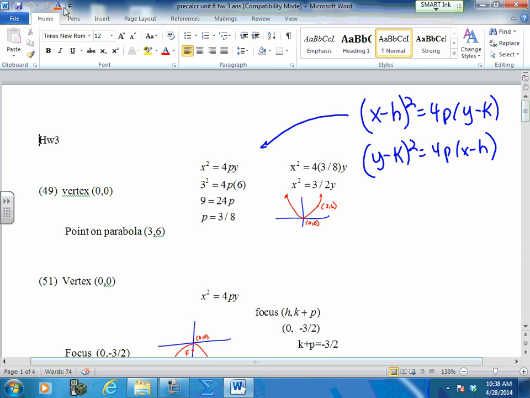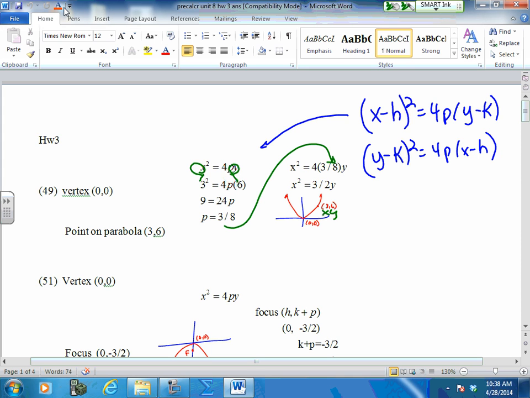Now we can't find p in this because we don't have a focus or a directrix, but we do have a point on the line, and this is an xy point. So if you plug in for x and you plug in for y, those points, you should be able to find p. Once you find p, you have to bring it back into your equation, so then you can resolve that part and get the equation of your parabola.